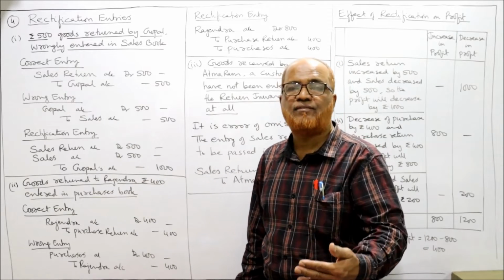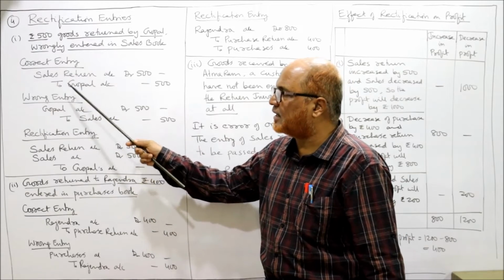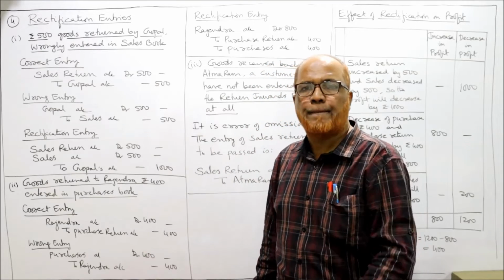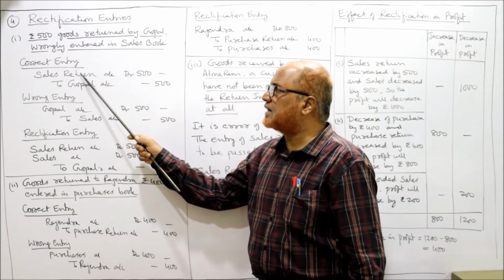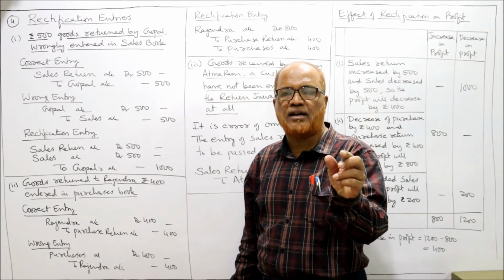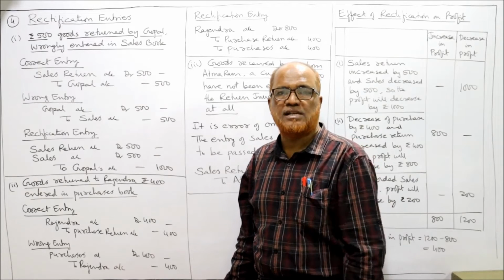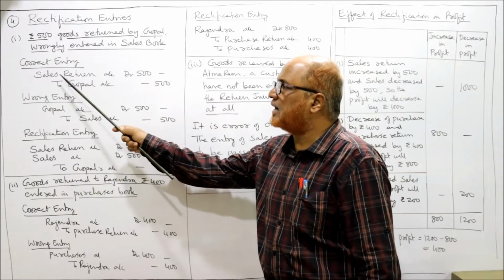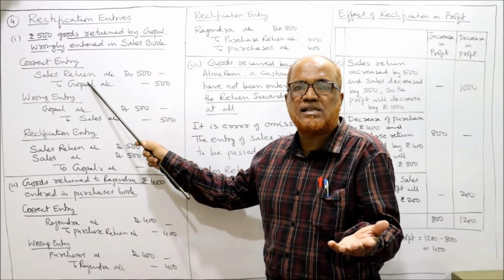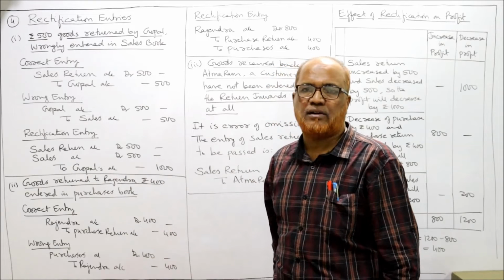Now what is the rectifying entry? By seeing the wrong entry and the correct entry, we have to make the rectifying entry. The correct entry is sales return account debit 500. We have not debited the sales return account, because the correct entry says it should be debited. So now we debit sales return account 500.